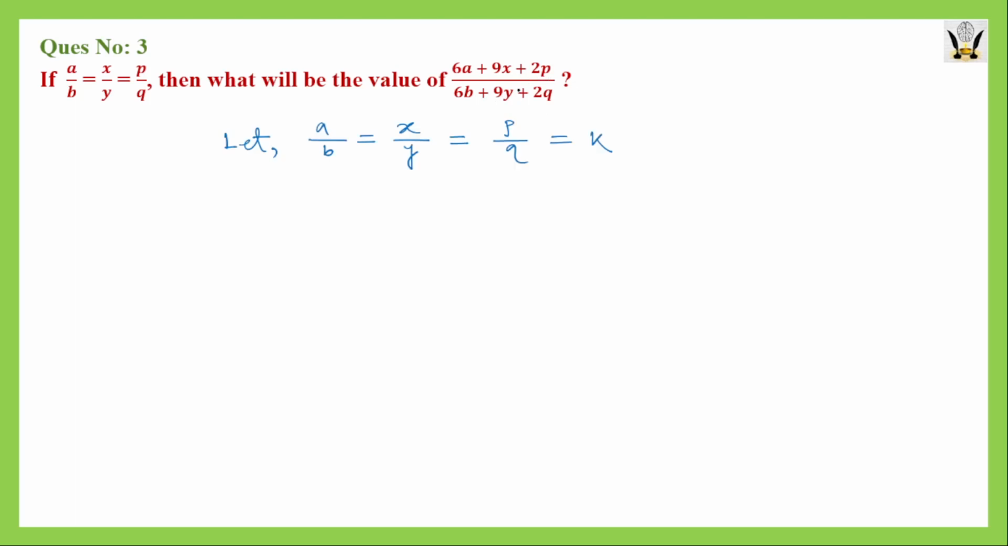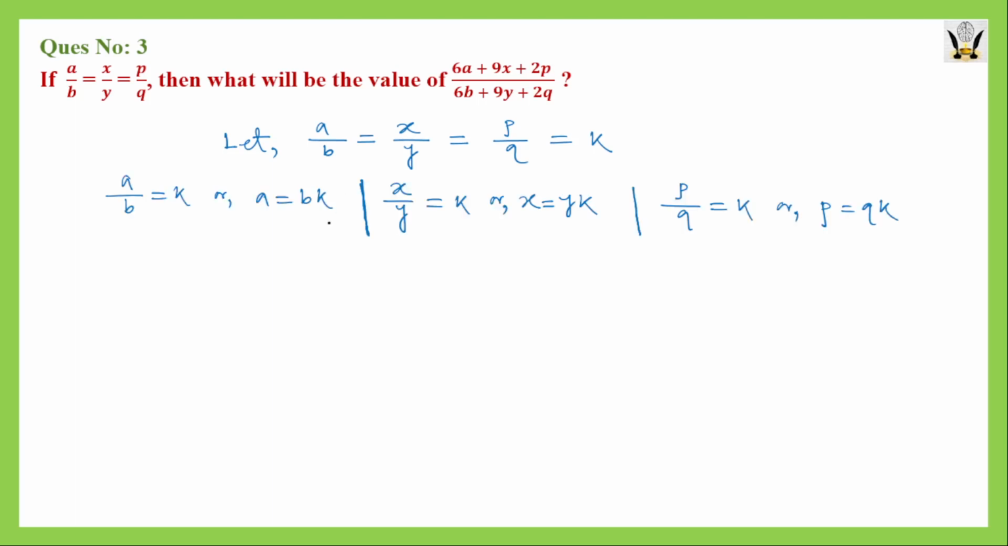Now in that case, we will assume that these ratios a by b, x by y and p by q, which are equal, are equal to a constant value k. So if it is so, then a by b will be equal to k. So a will be equal to bk, and similarly x by y will also be equal to k. So x will be yk, and in the same pattern p will be equal to qk.